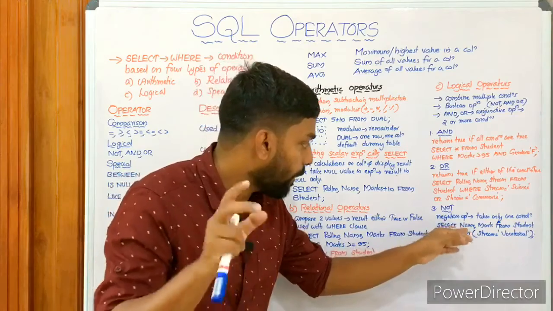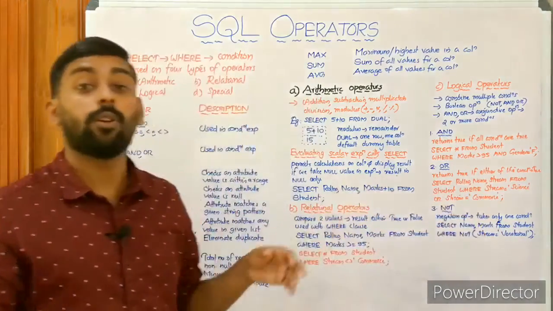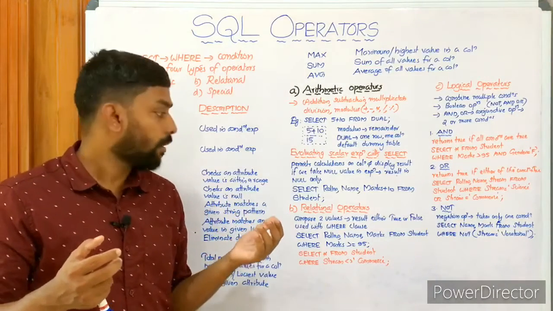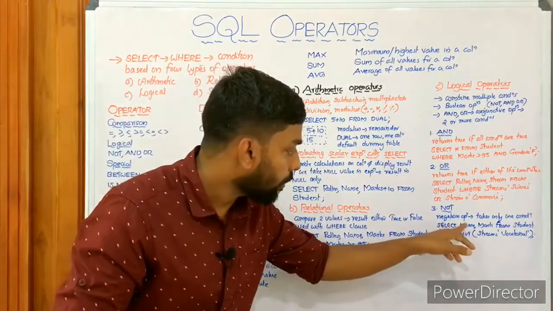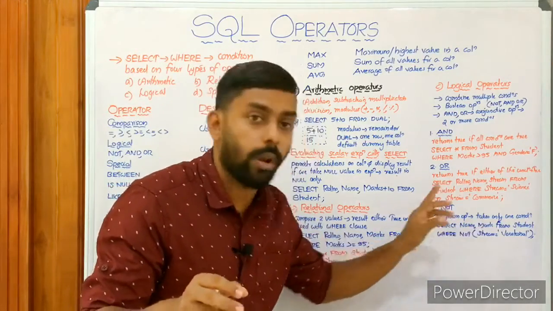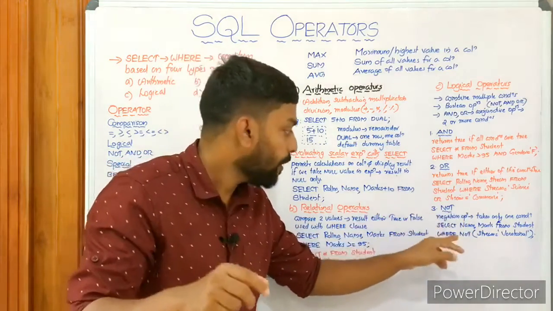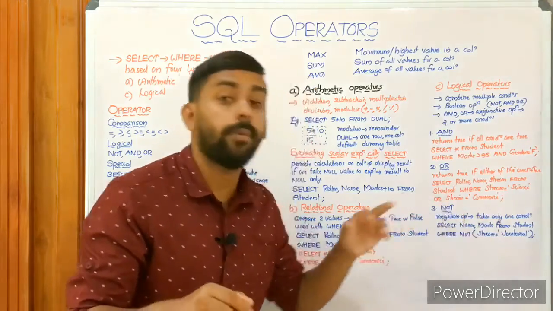We have an example here. Select name, marks from student where NOT stream equal to vocational. That means it selects name and marks from student. We will have only two columns in the resultant table, name and marks. Here is the operator NOT, where not stream equal to vocational.